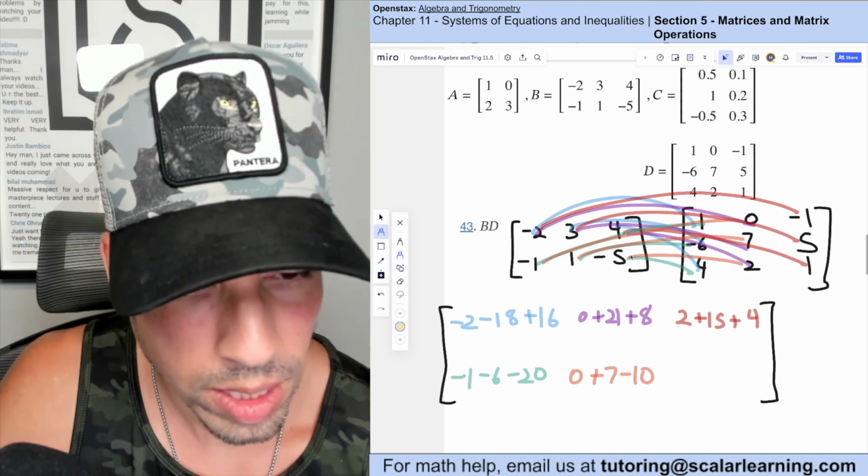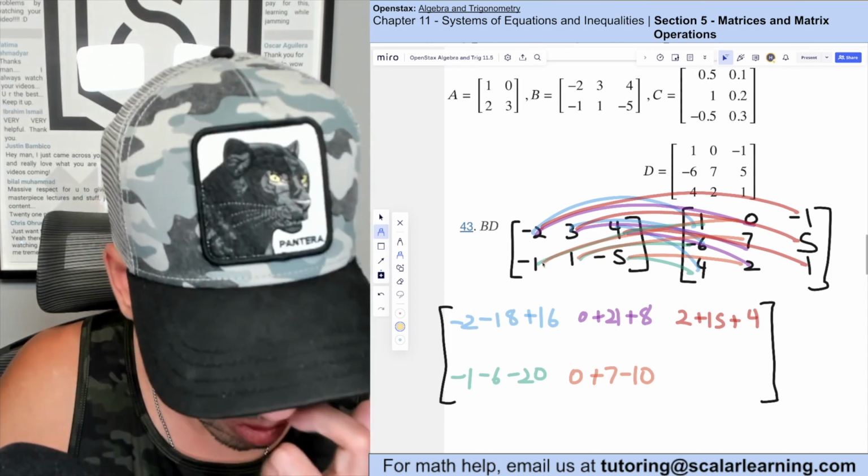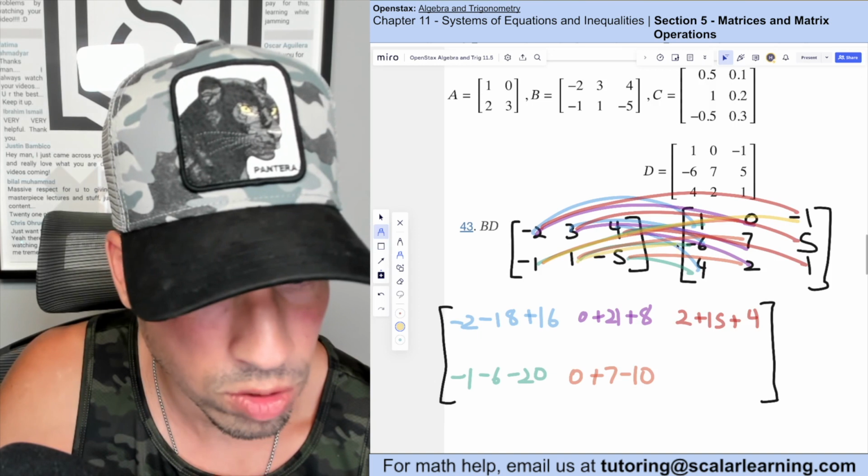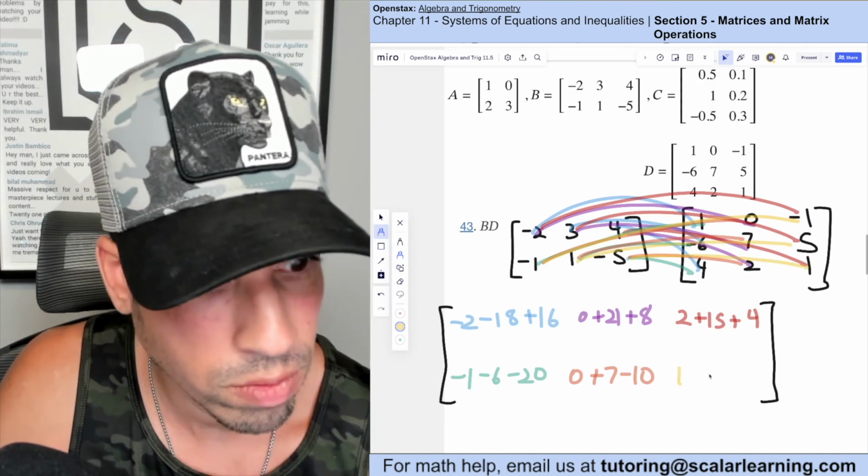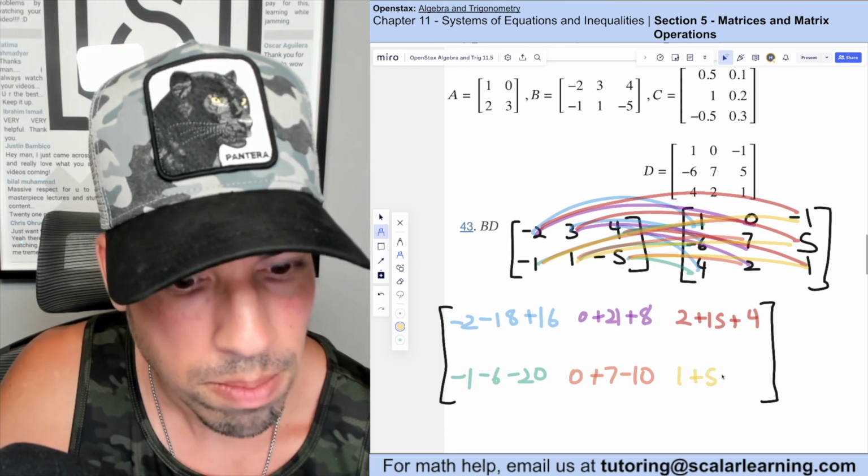And then last but not least, we got that times the third row. So we got negative 1 times negative 1 plus 1 times 5 plus negative 5 times 1. So that is positive 1 plus 5 minus 5.